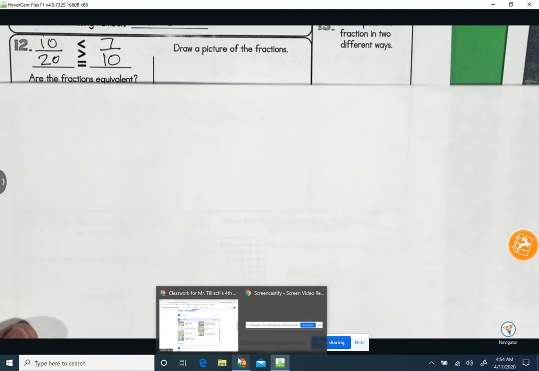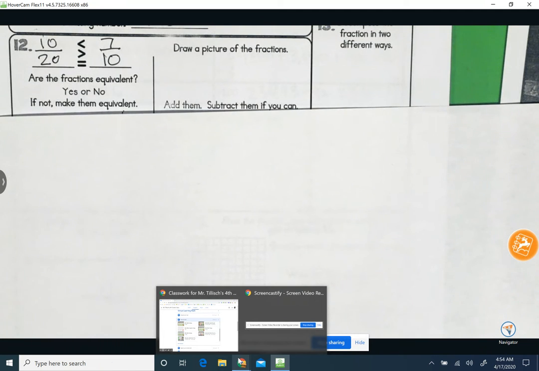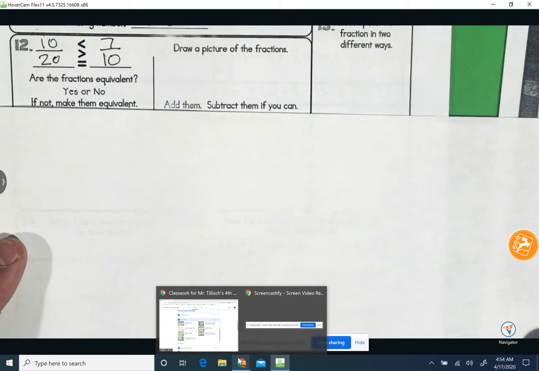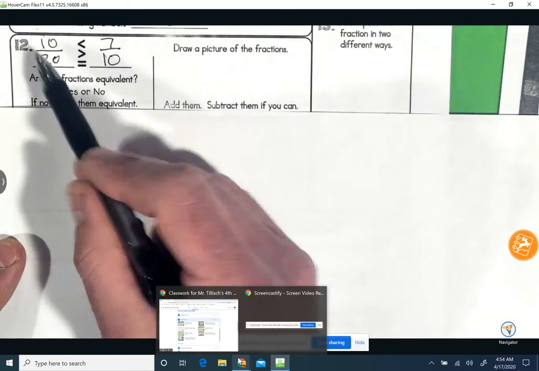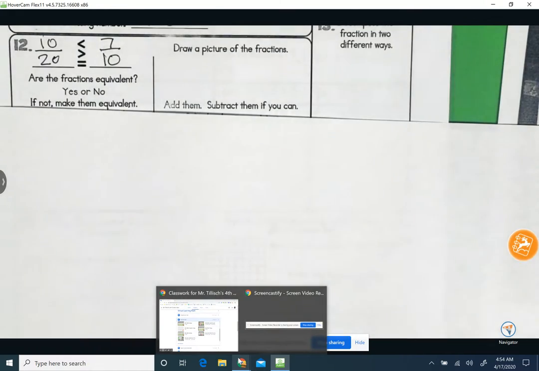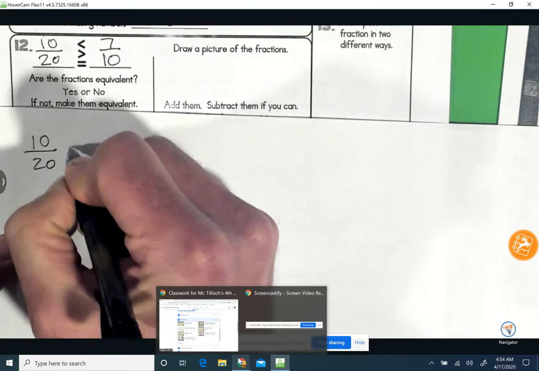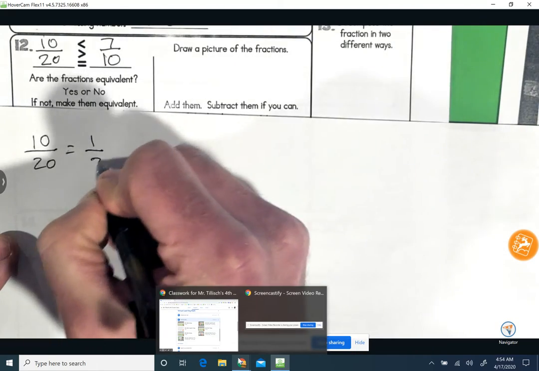1/2 is considered a benchmark fraction, a fraction that we can visualize, we use a lot in our daily life, whether we're speaking or cooking in the kitchen, or we are measuring out boards to be cut in a wood shop or construction site. We can look at these numbers and compare them to 1/2 to figure out, are they equivalent? Now, 10 is half of 20. 10/20ths is equal to 1/2.